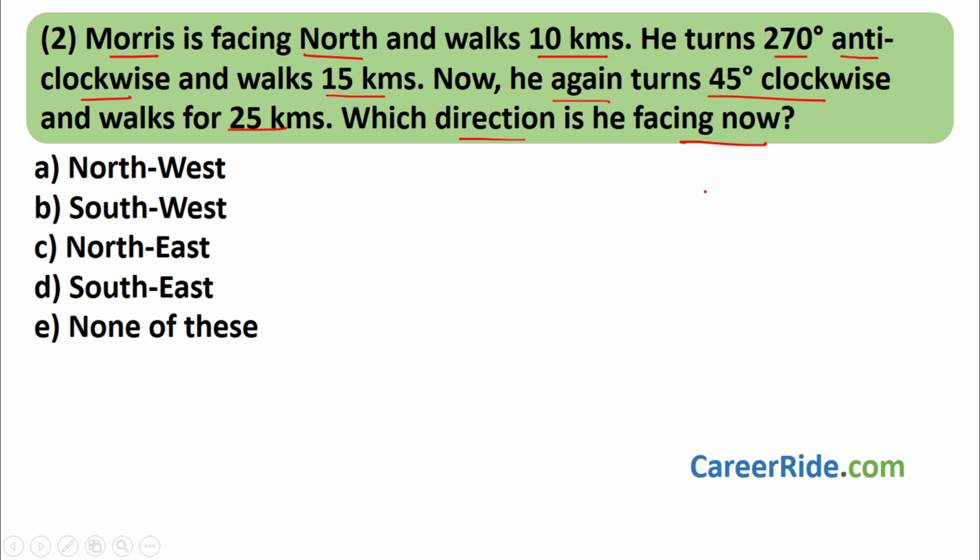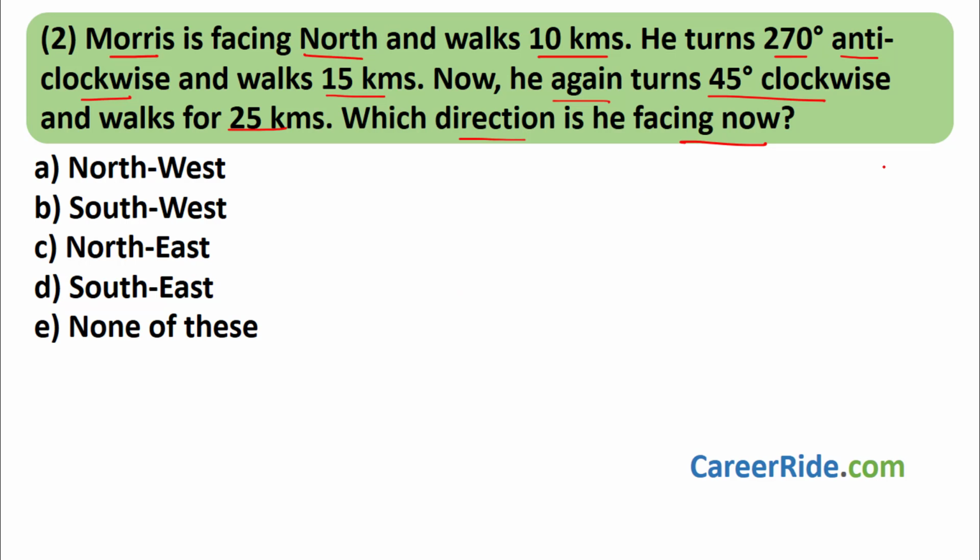Now see, in the previous one also we had to find the direction, right? Over here also we have to find out the direction in which Morris is facing. So these are the type of sums where only direction is asked. There are other types also, we will be discussing them further after solving this sum, but this is the first type, where only direction is asked.